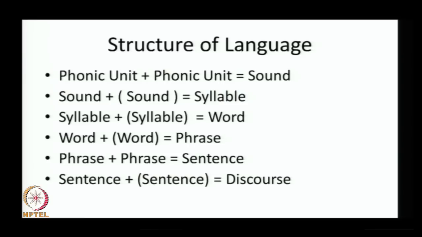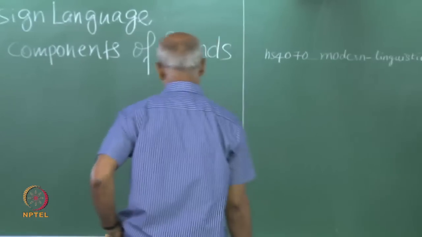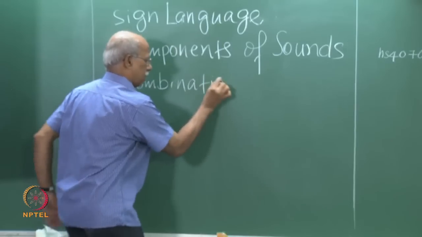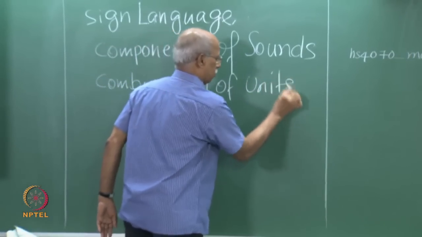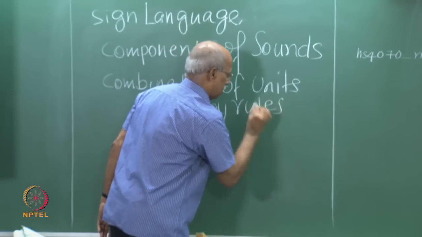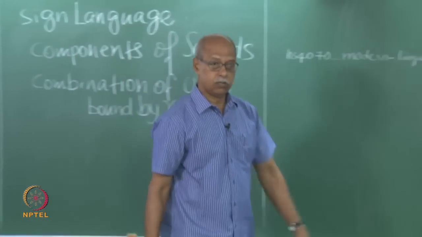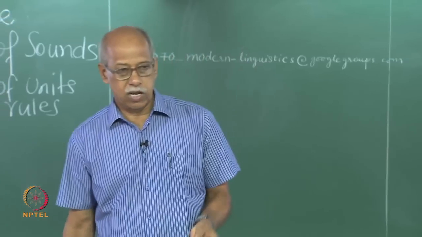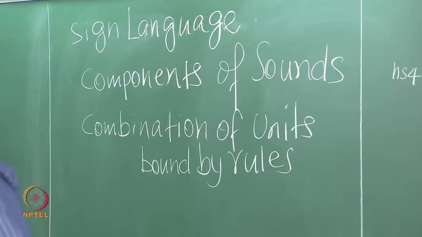So, you can go from one end to the other or from the other end to one, but no matter what you do, language, like anything else in nature, is nothing but a combination of units bound by rules. Please write: combination of units, bound by rules. So we have units and we have rules. You can have sound unit, word unit, phrase unit, sentence unit, and other kinds of units.